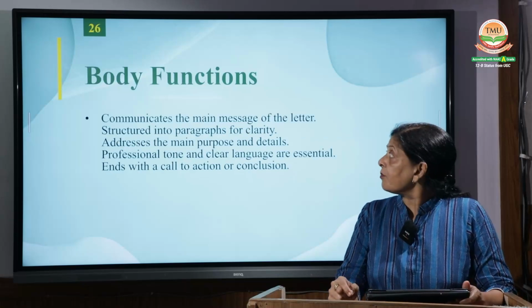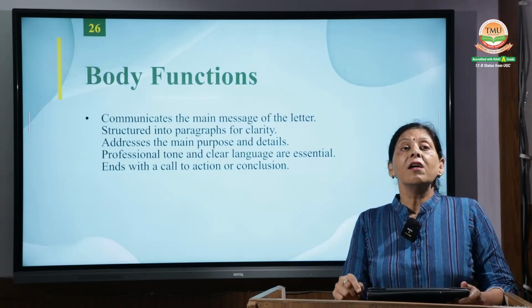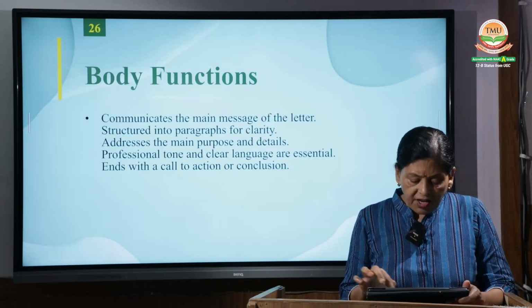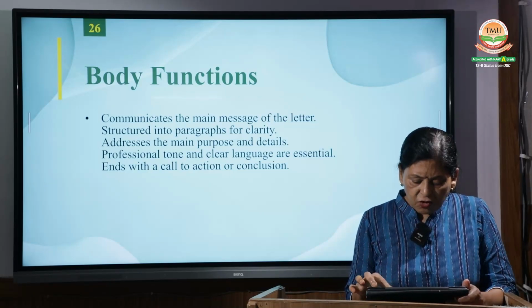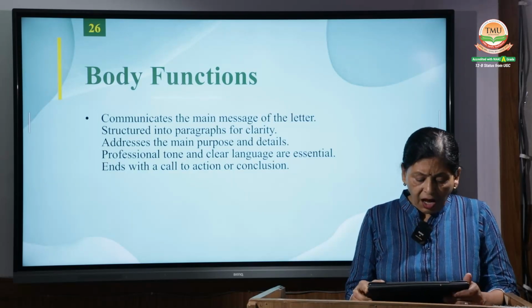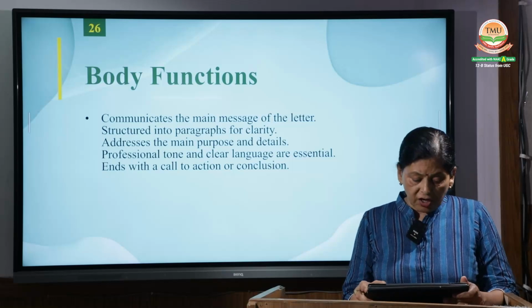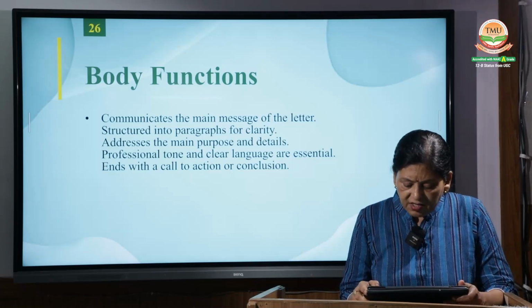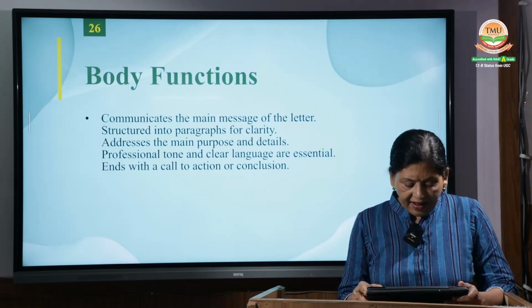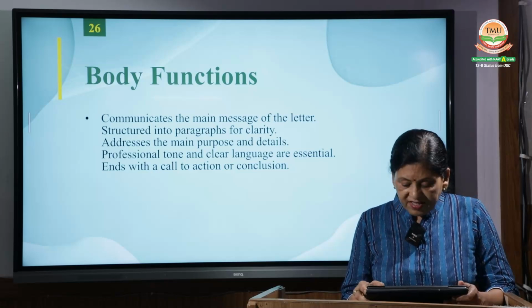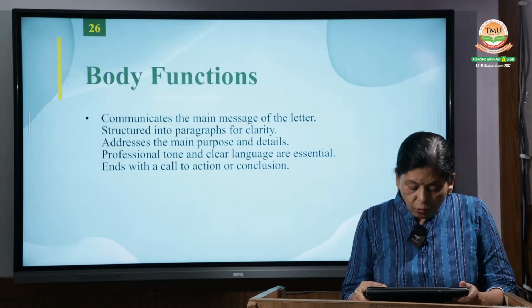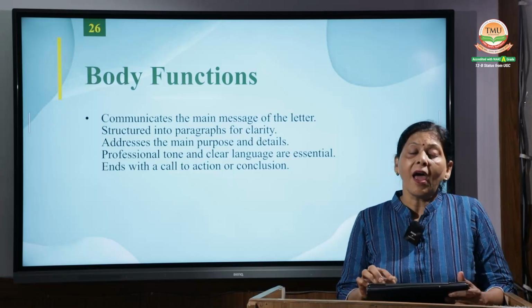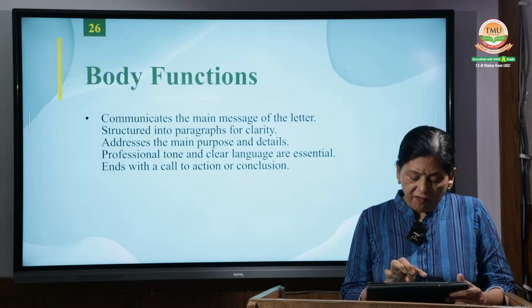The subject line tells the purpose of the letter. Then we have the body functions. The body is divided into three parts: the first is the paragraph for clarity, the second addresses the main purpose for which the letter has been written, and the conclusion ends with a call for action. So this is how the body functions.